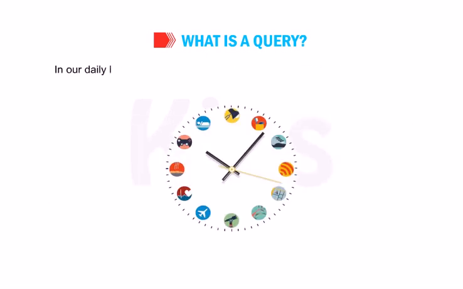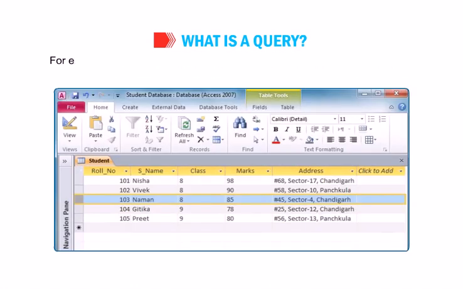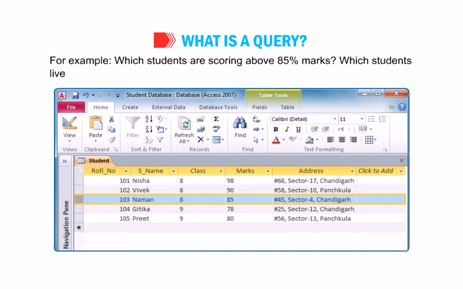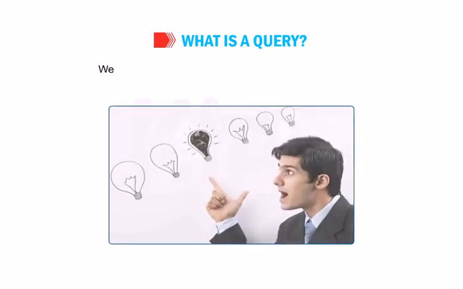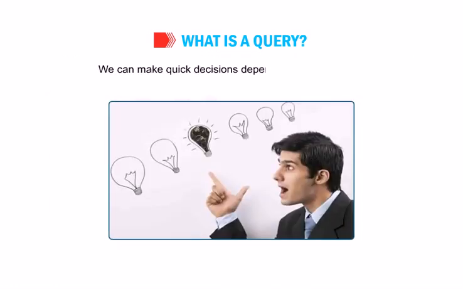In our daily life, we form several types of queries to get specific information. For example, which students are scoring above 85% marks? Which students live in Sector 4, Chandigarh? And so on. We can make quick decisions depending on that criteria.